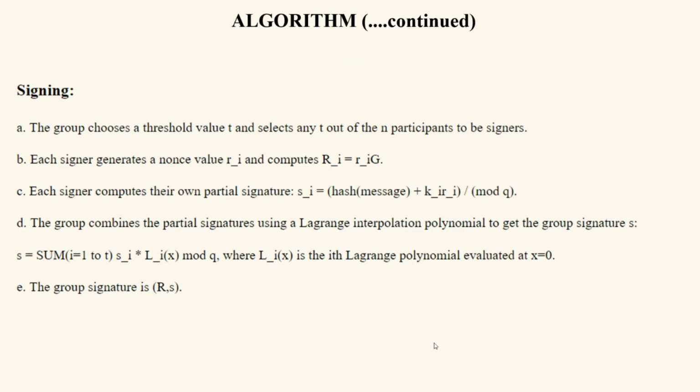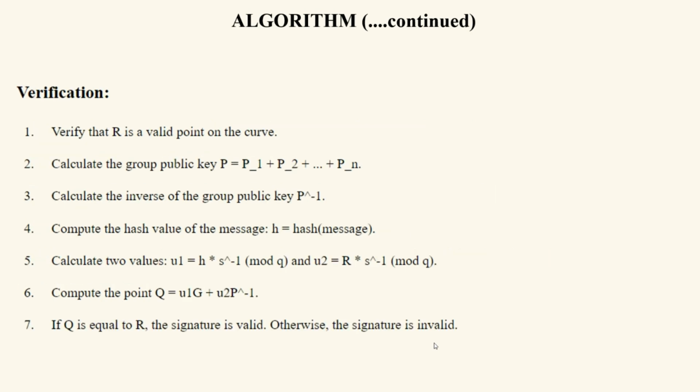The group chooses a threshold value T and selects any T out of n participants to be signers. Each signer generates a nonce value Ri and computes Ri equals Ri times G. Each signer computes their own partial signature Si. The group combines the partial signatures using a Lagrange interpolation polynomial to get the group signature S, which is given by the equation. Group signature is (R, S).